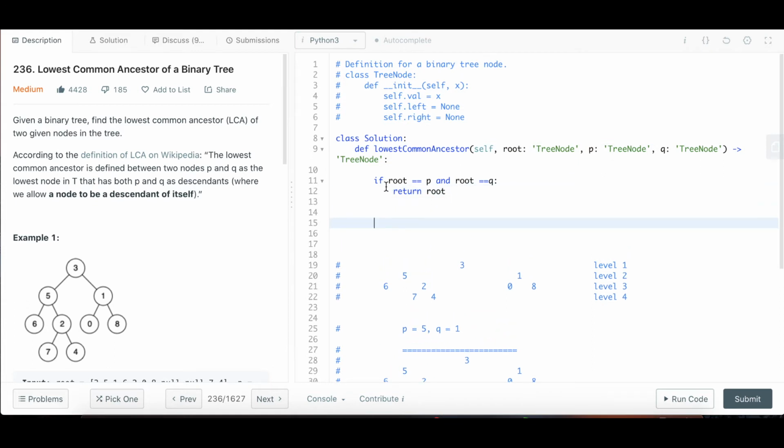So in this case, at the root, if we find either P or Q, it doesn't matter, it doesn't have to be both of them, but if we get to a node that is either P or Q, we return that node. Basically, we hold on to that node.